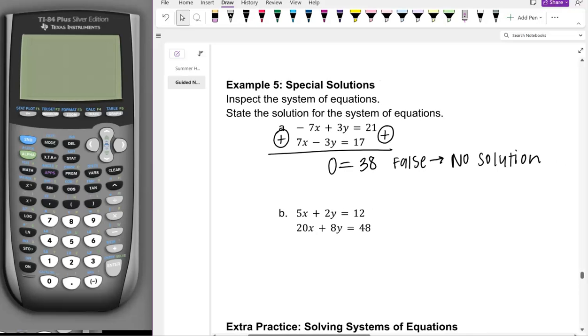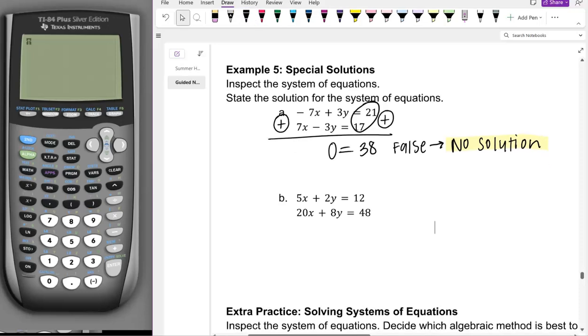If I had put these two equations into slope-intercept form, I would have seen that they had the same slope but different y-intercepts. When two lines have the same slope and different y-intercepts, they're parallel lines which never meet, meaning that they have no solution.